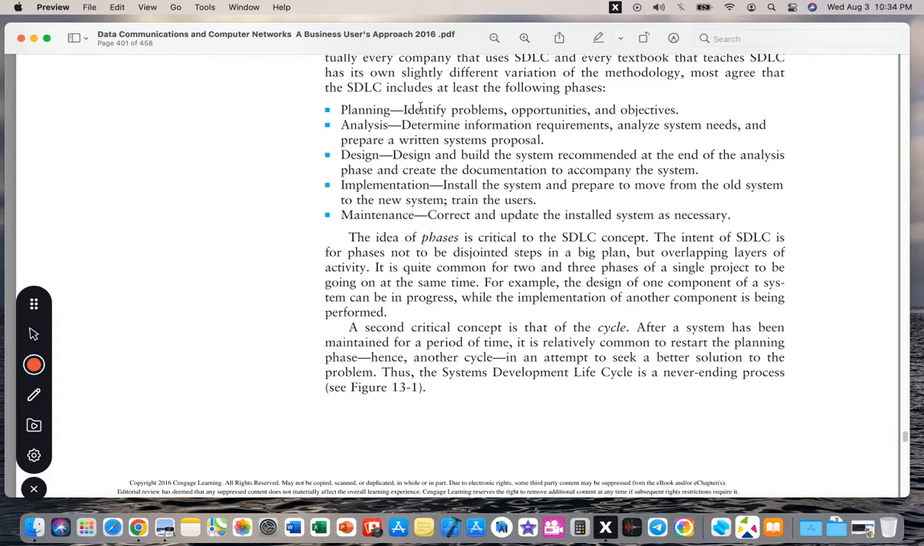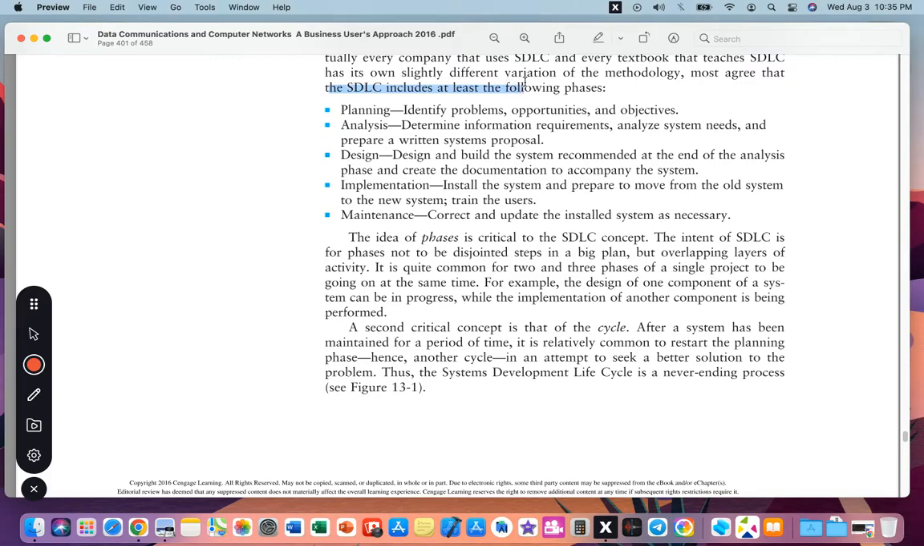Most agree that the SDLC, System Development Lifecycle, includes at least the following phases: planning, then analysis, then design, then implementation, then maintenance. The SDLC includes these 5 phases: planning, analysis, design, implementation, and maintenance.